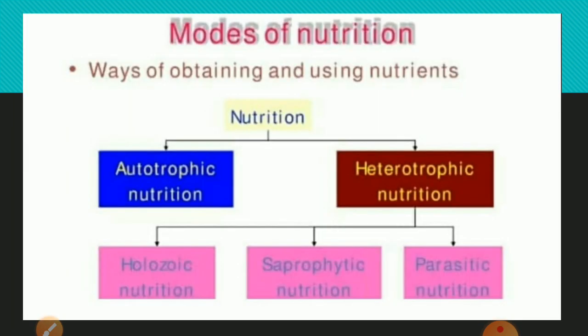Now we will see modes of nutrition. The requirement of energy and material is common in all organisms, but it is fulfilled in different ways. Methods of obtaining food by the organism are called the various modes of nutrition. It depends on the nature of the organism, the nature of obtaining nutrients, and different environmental conditions. So the basic modes of nutrition are autotrophic nutrition and heterotrophic nutrition.